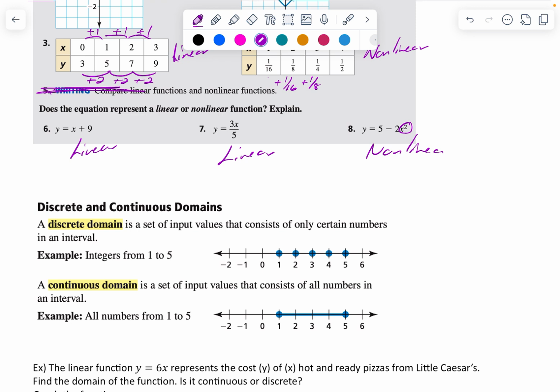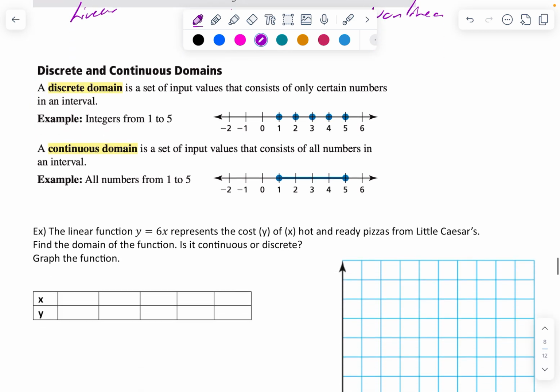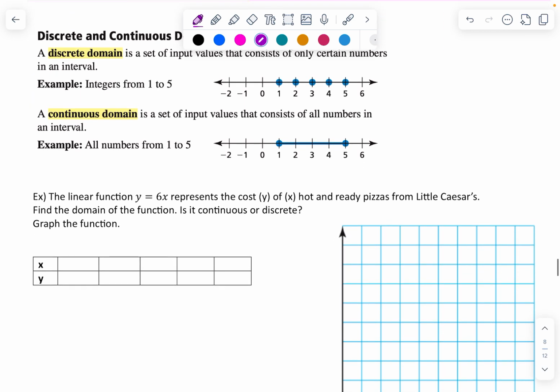Continuous would be if I was filling up a bathtub with water, that water is pouring in at a continuous rate, or if my domain was time, time is continuous. So then we would have a line. Our example here is the linear function y equals 6x represents the cost y of x hot and ready pizzas from Little Caesars. Find the domain of the function. Is it continuous or discrete?